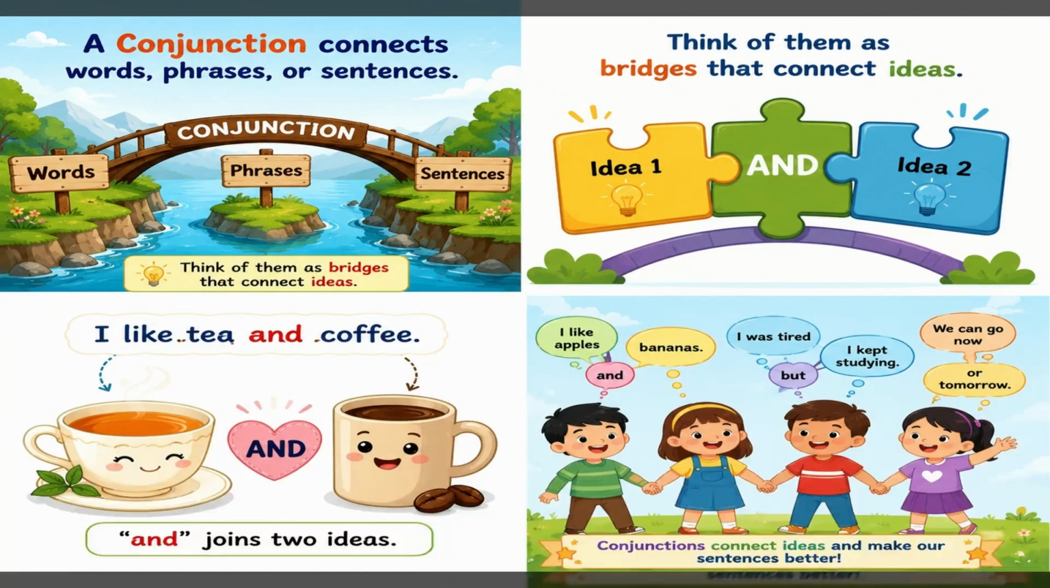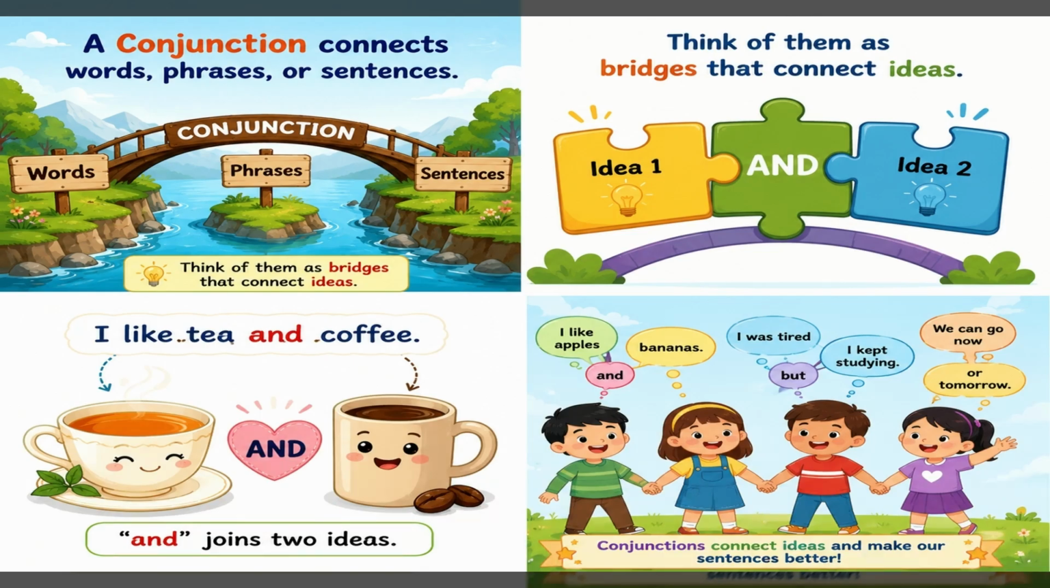The word conjunction may sound a little difficult, but the idea is actually very simple. Imagine you have two separate ideas. For example, I like tea, I like coffee. We could say them as two separate sentences, but English gives us a simple way to connect these ideas. We can say, I like tea and coffee. Here, the word and connects the two ideas. And that's exactly what a conjunction does.